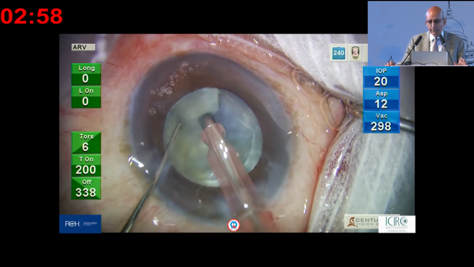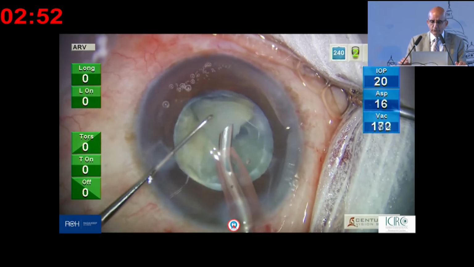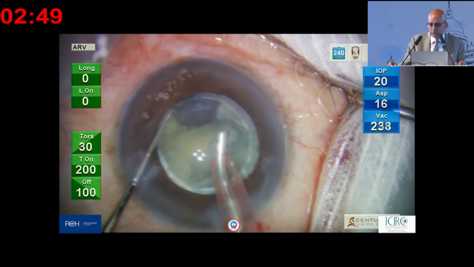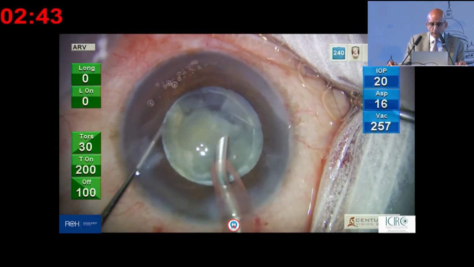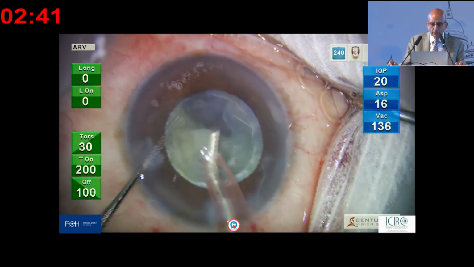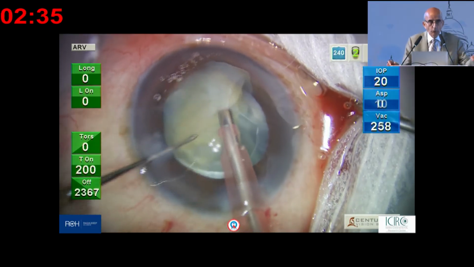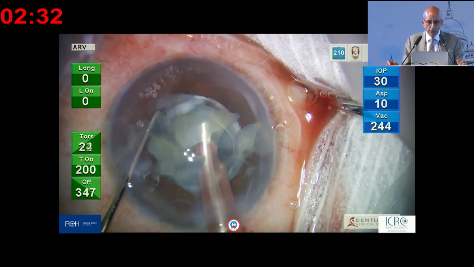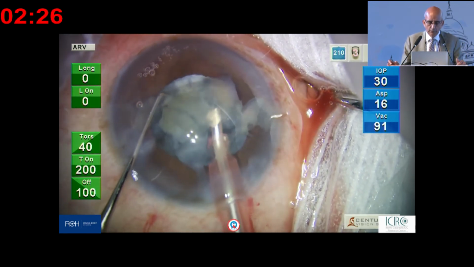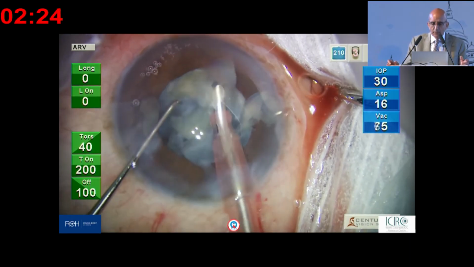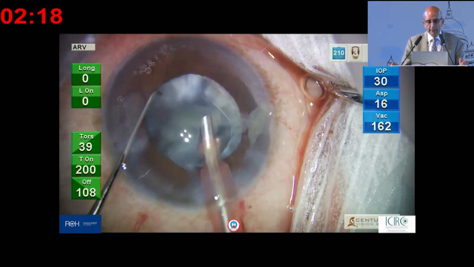IOP is still 20, but it can go up now that there is some space created. But very slowly, 16 cc or 18 cc flow rate, 300 around vacuum, sufficient energy, and using the left hand and the Ozil technology and keeping it sideways, less material will keep coming. We want to avoid rotation of the nucleus, because in an open capsule, it can further enlarge or bring the vitreous. So I brought it out in the anterior chamber, and I'm trying to remove it very gently, with the bevel down. You can see that the bevel is facing the capsule.